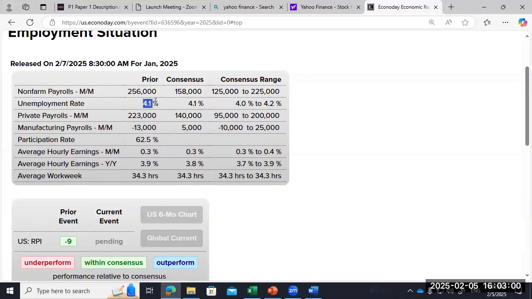The prior does not get revised here, so you don't have to talk revised. You talk about the revised number on the payroll, but not on the rate. The rate doesn't get revised. You do talk about the private payrolls. It does get revised, and you look at that number. The difference is government jobs, and so sometimes the private can be surprising versus the government numbers.